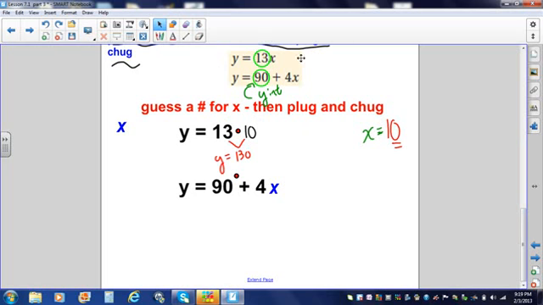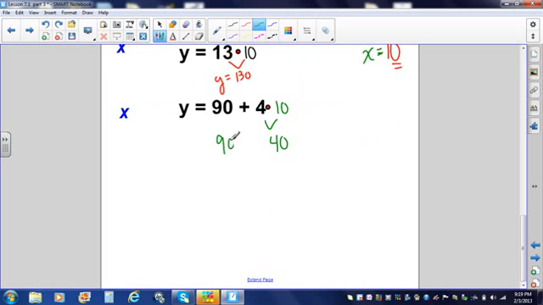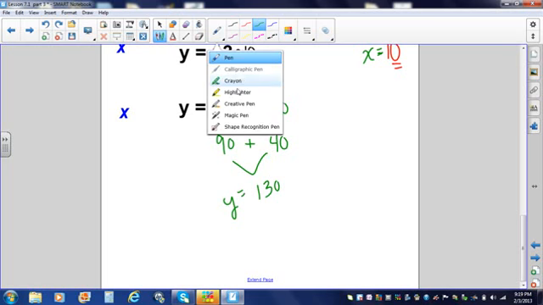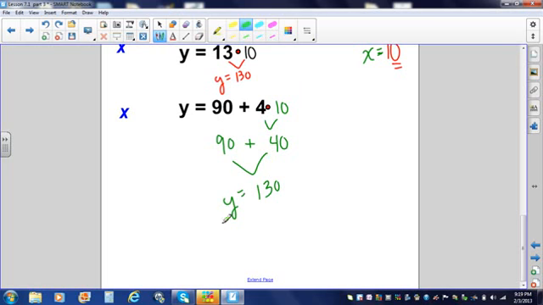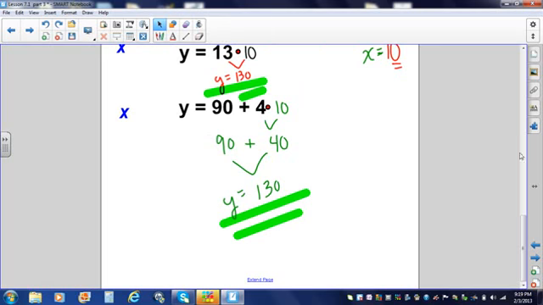Now I'm going to plug and chug 10 in for x down here. These are touching each other. That means multiplication. So I will multiply 4 by 10. That's going to give me 40. I'm going to add 90 to it. And that also gives me 130. We know that 10 would have to be the correct answer because look, they are the same number.